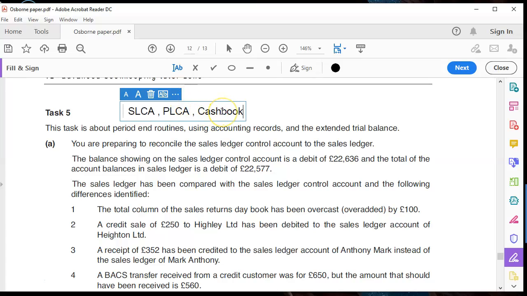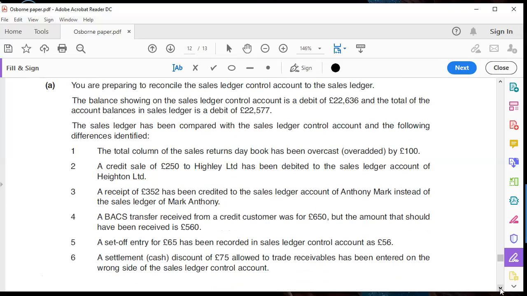So whenever you are doing these questions, you need to remember the formats of the SLCA, PLCA and the cash book. In the SLCA, on the debit side, you put sales and opening balance. And on the credit side, you put sales returns, irrecoverable debt, contra, money received from customers and discount allowed. In the PLCA, it's the other way around. You record the purchases and opening balance on the credit side, and purchase returns, discount received, contra and payments to suppliers will go on the debit side. So you still follow the same formats to do your reconciliation.